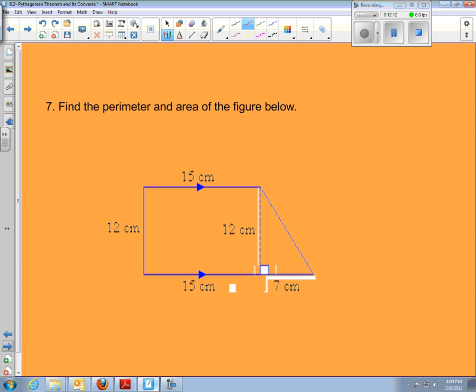And here's the last one, 7. Find the perimeter and area of the figure below. Notice we're missing this one side right here. And here's our right angle. So go ahead and do Pythagorean Theorem. You're going to find us that side, and that's going to be able to give us the perimeter, and you're going to be able to find area.